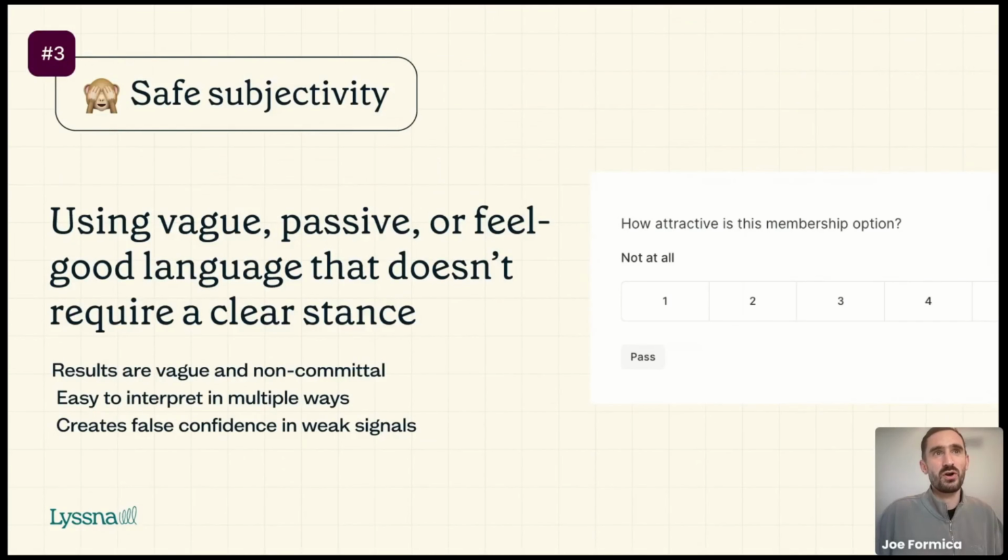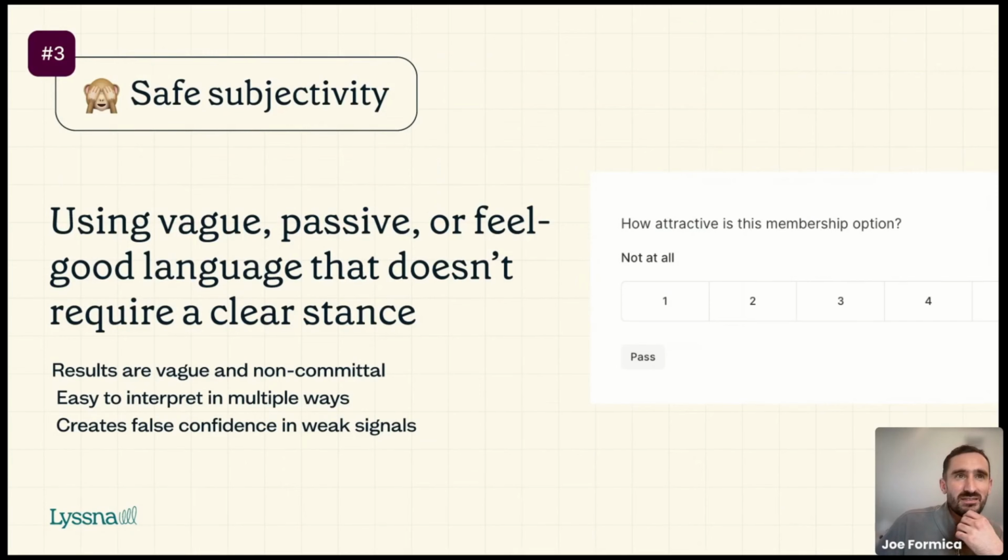Questions like this are really susceptible to molding responses into something that says, yes, we're doing a great job, right? They create false confidence in weak signals. For example, with this question, how attractive is this membership option?